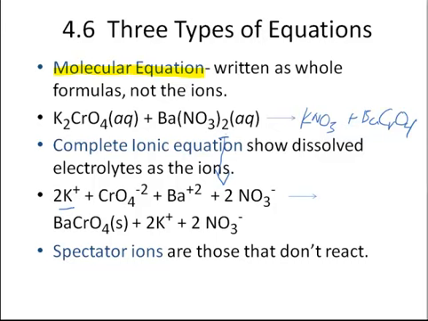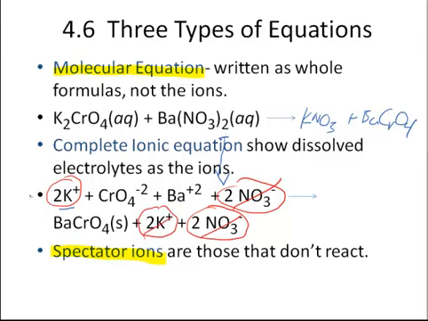Well, those are called spectator ions. If you'll notice, before and after the reaction, the potassium and the nitrate are exactly the same on either side of the arrow. When they're the same on either side of the arrow, and in the same state of matter, and I didn't write it, we're just assuming all these are aqueous, then those are the spectator ions.